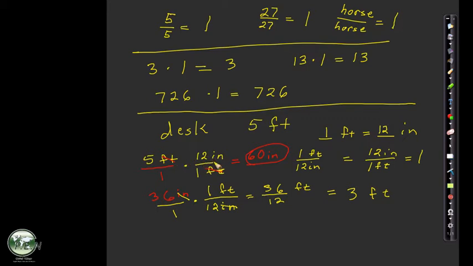So we need to use the ratio with the feet in the bottom, and then once we set up the problem, it tells us, oh, that's the multiply problem. Okay. If we are going from inches, we need to have inches in the bottom. We set up the ratio, and now it just tells us we have to divide.